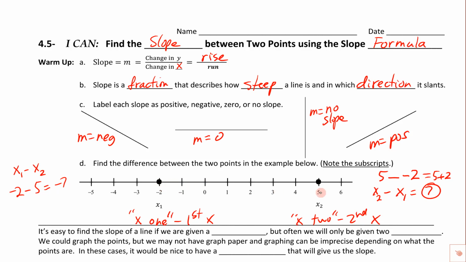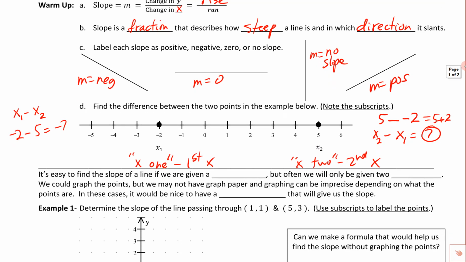Well, if we're talking about the difference, which a lot of times, especially when we're talking about a graph, we're talking about the distance between the two of those, we want to know how far it is between the two of those. It's 7 units between them. It's not -7 units, okay? So just by convention, we always do x2 minus x1. Keep that in mind as we go through, and you'll see why we use those subscripts in just a few minutes.